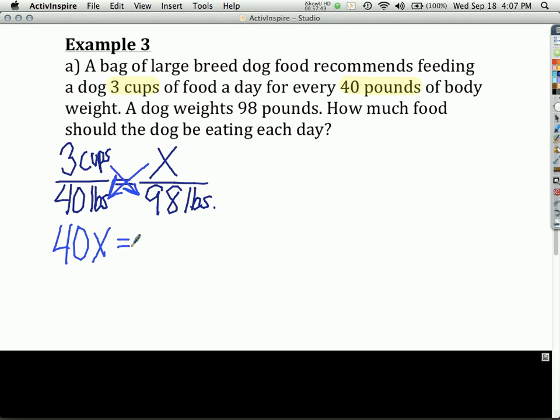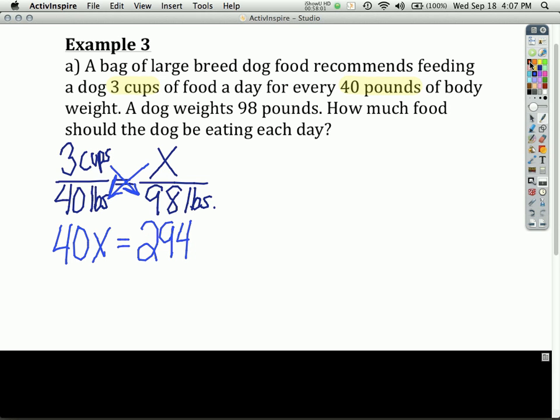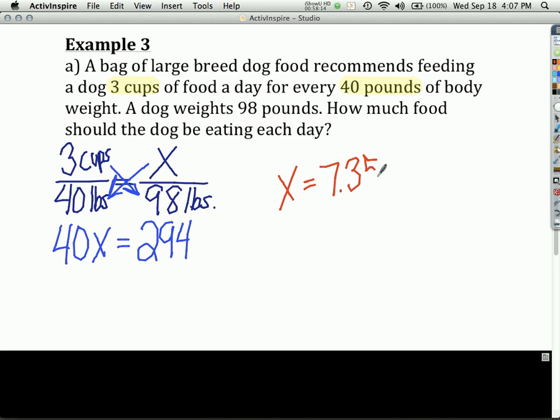So what's 3 times 98 equal to? Dalton? 294. So 40 times what number will give us 294? Well, not really a very friendly number. So what does it come out to when you use your fancy calculator machine thingy? Michaela? 7.35. So you get x equals 7.35.